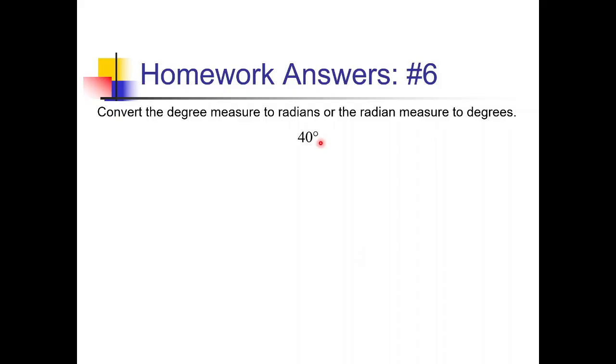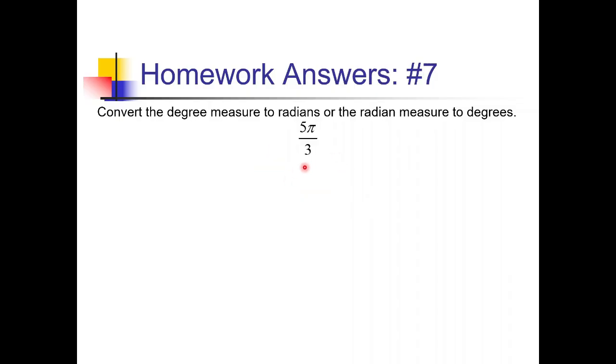To convert 40 degrees into radians, I'm going to multiply this by pi over 180 degrees. So 40 and 180 can cross-reduce here. Those are both divisible by 20. So 40 is going to become 2. 180 is going to become 9. So we then have 2 pi over 9 radians.